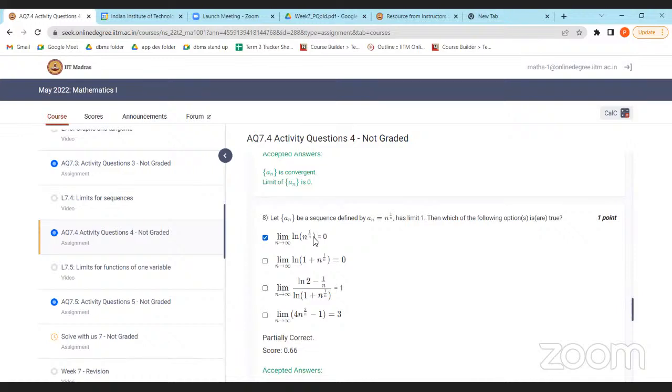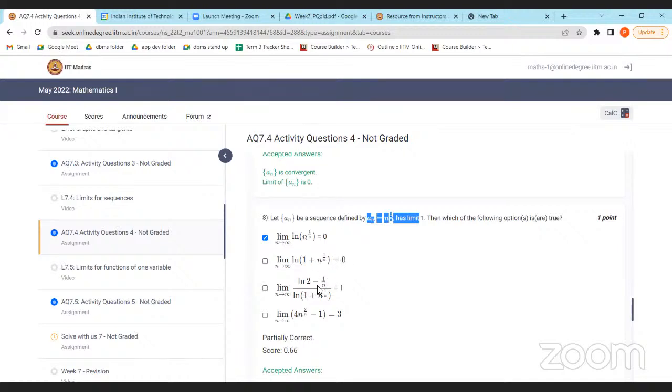Similarly here, just take the limit of 1 plus n to the power 1 by n. So what will I get? 1 plus limit n tends to infinity of n to the power 1 by n, which is 1, right? We are given the sequence like this, so when n tends to infinity, it will reach 1. Then 1 plus 1 is 2, so ln of 2. It is not correct.